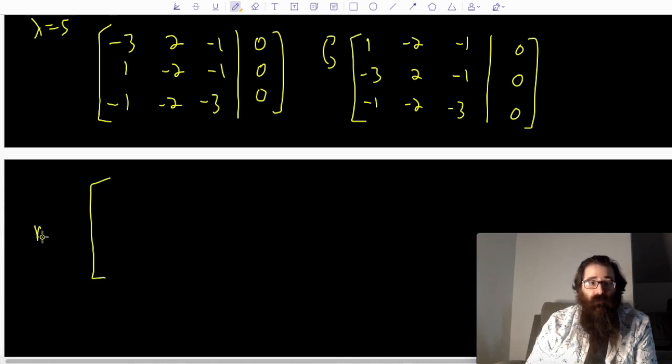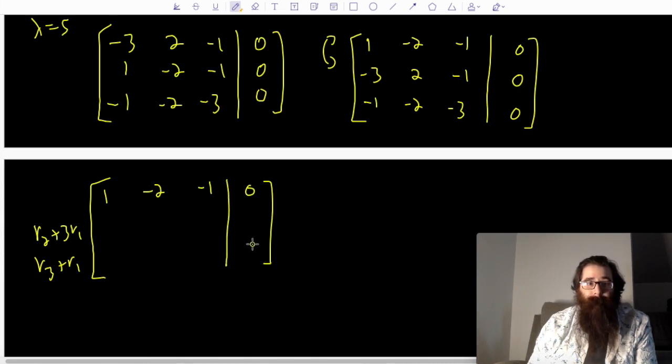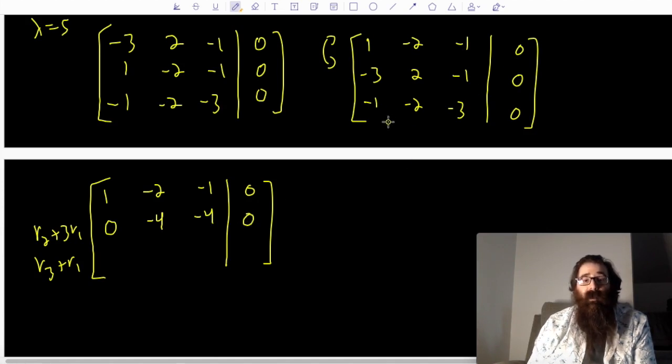I'm going to replace row 2 with row 2 plus 3 times row 1. I'm going to replace row 3 with row 3 plus row 1. Row 1, I'm just going to rewrite it. In row 2's position, -3 plus 3 times 1 gives me the 0 that I wanted. 2 plus 3 times -2 is 2 plus -6, which gives me -4. And -1 plus 3 times -1, that's -1 plus -3, gives me -4. Then augmented with 0 plus 3 times 0 gives me 0. And in row 3's position, -1 plus 1 gives me the 0 that I wanted. -2 plus -2 gives me -4. -3 plus -1 gives me -4. And then augmented with 0 plus 0 gives me 0.